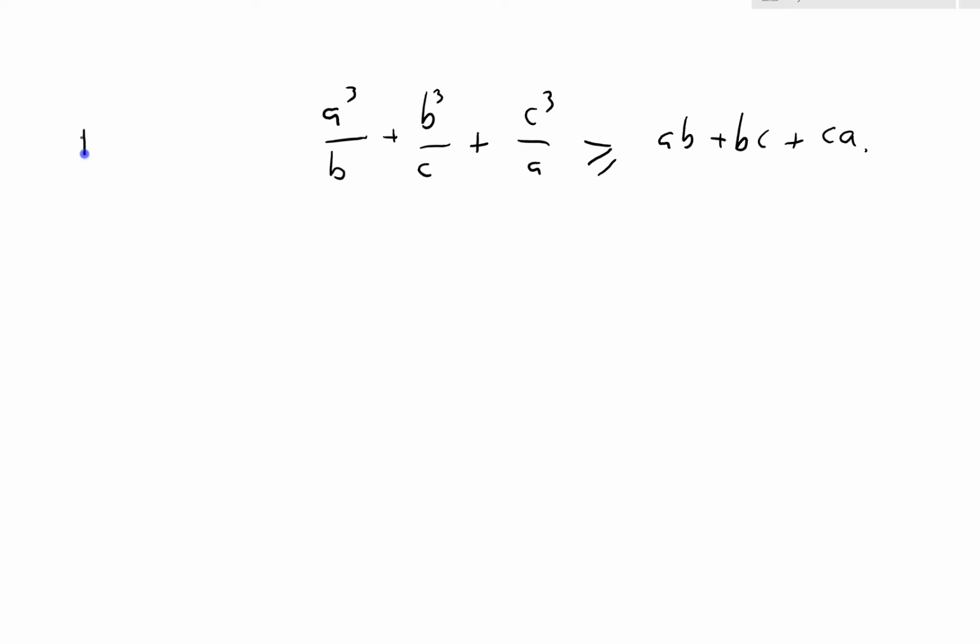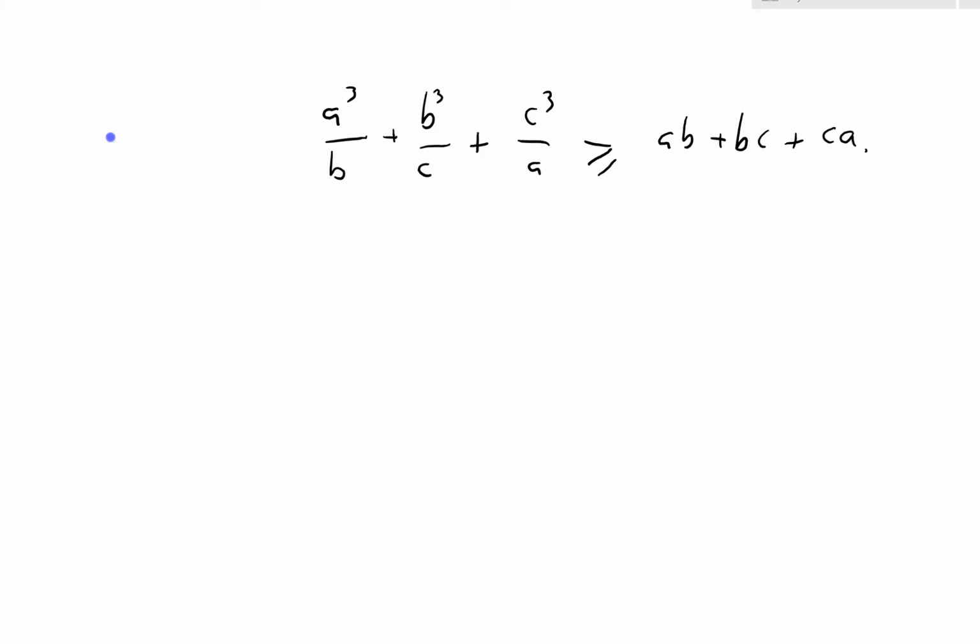Okay, I'm going to apply the arithmetic geometric mean inequality to prove the following result. A cubed over b plus b cubed over c plus c cubed over a is greater than or equal to ab plus bc plus ca. I'm going to prove this.